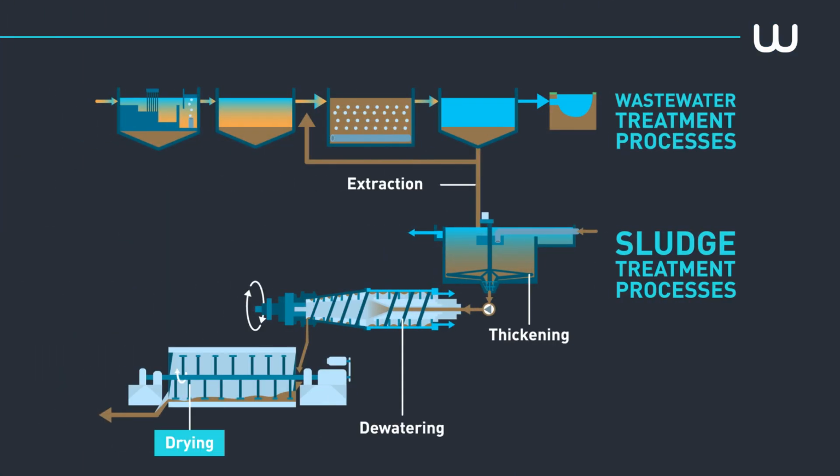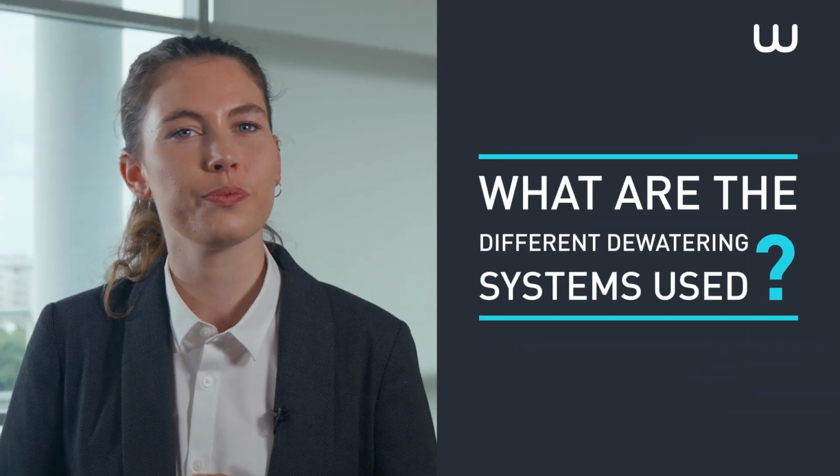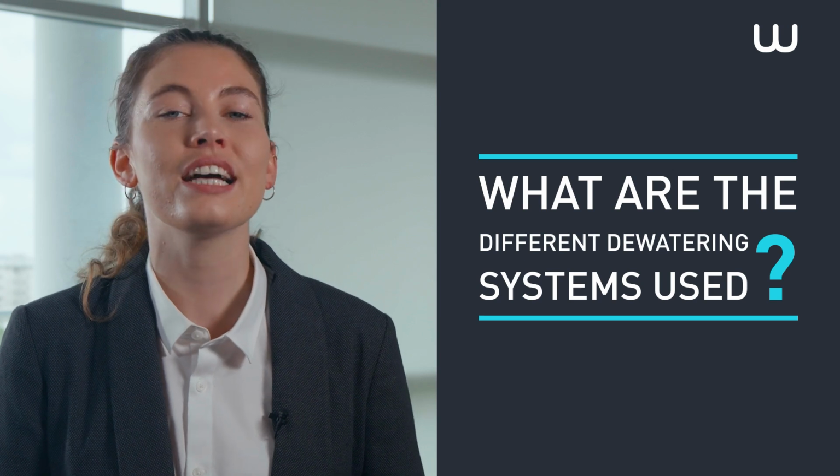Drying is a possible last stage in a sludge treatment process which takes place just after the dewatering stage. What are the different dewatering systems used? Here we look at natural systems and then look at thermal processes.